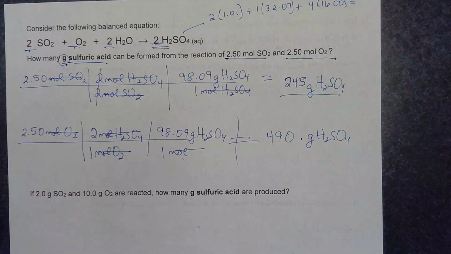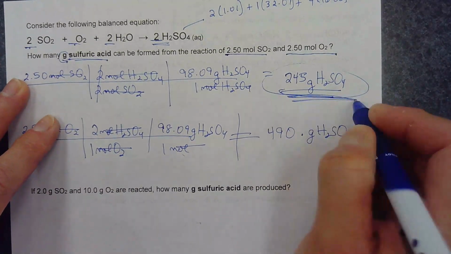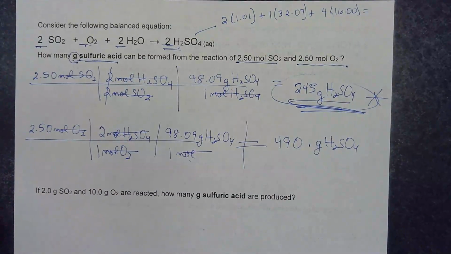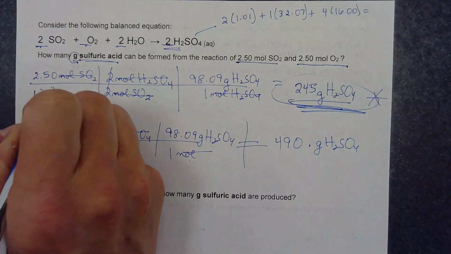Yes or no? Now, my final answer is which of those? The smallest. Because how much can you produce? The smallest amount. That's what you produce, is the smallest amount. Now, which of these is the limiting reactant? How much though? You have to tell me how much. 2.5 moles of SO2. So this is the limiting reactant.